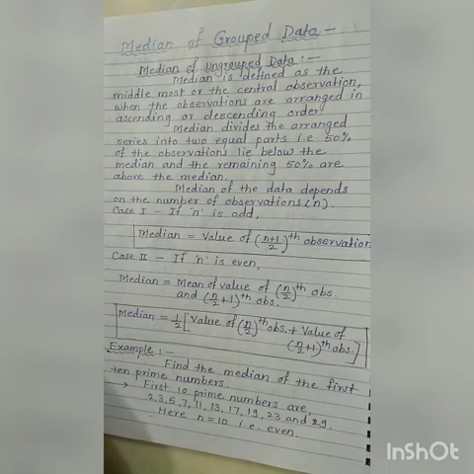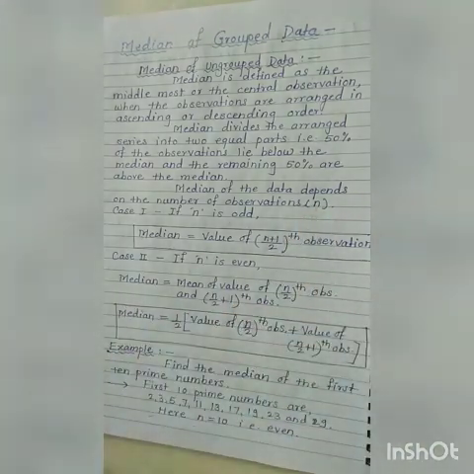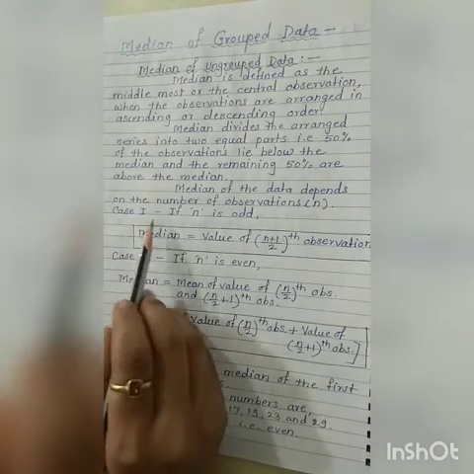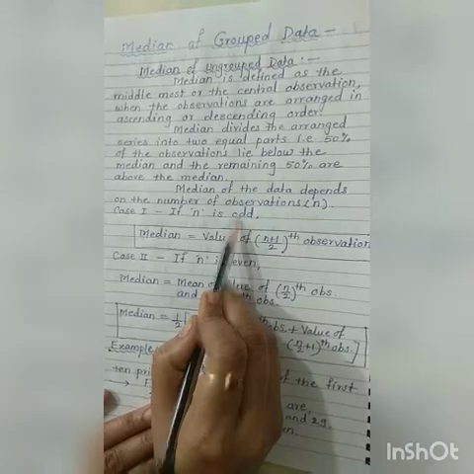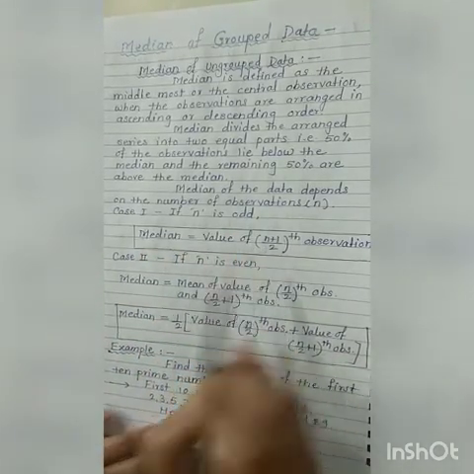Now this median divides the arranged series into two equal parts, that is 50% of the observations lie below the median and the remaining 50% are above the median. Now this median of the data depends on the number of observations, which is denoted by small n. Now there are two cases. If the number of observations is odd, that means if n is odd, we have the formula: median is equal to value of (n plus 1) by 2th observation.